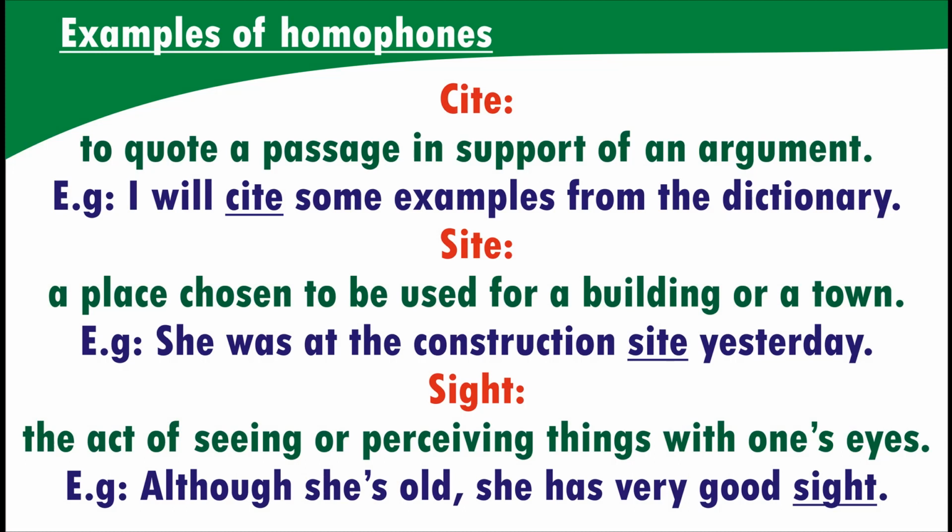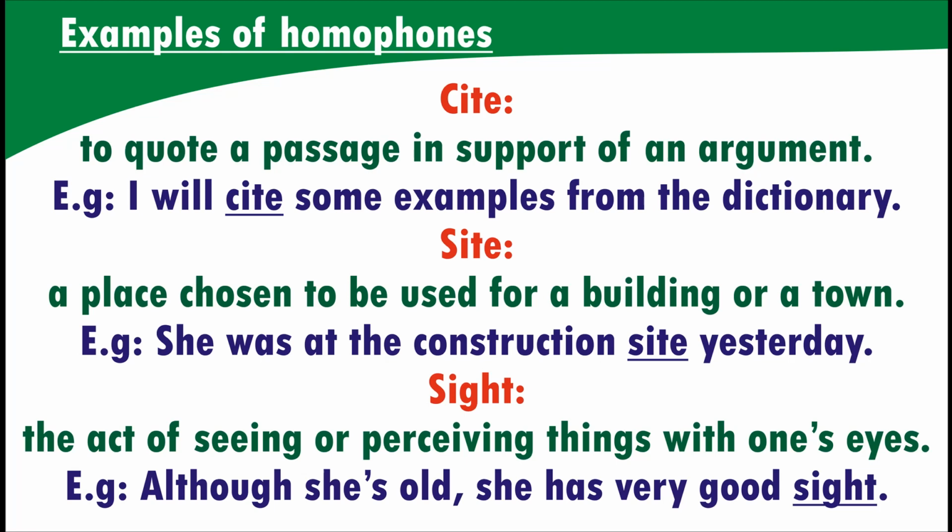The first one is C-I-T-E, the second one is S-I-T-E, and the third one is S-I-G-H-T. Now let's go back to the first one, C-I-T-E. It is a verb. It means to quote a passage in support of an argument. Example, I will cite some examples from the dictionary.